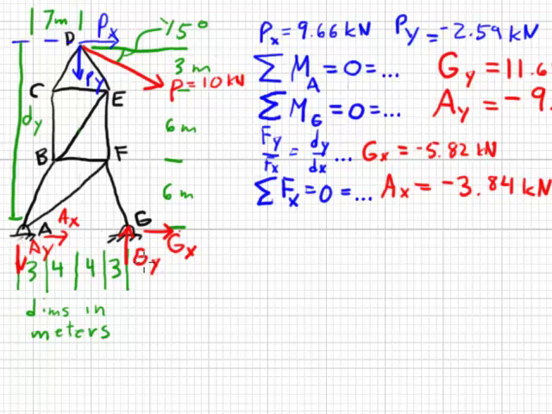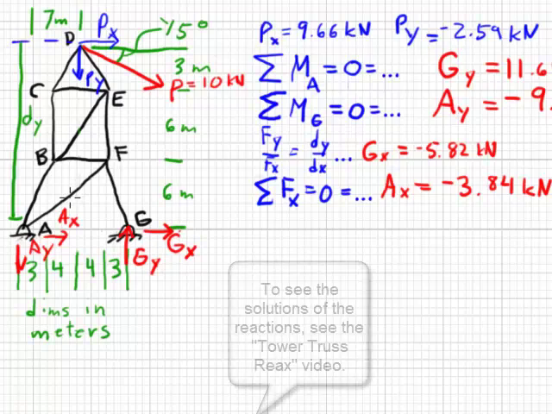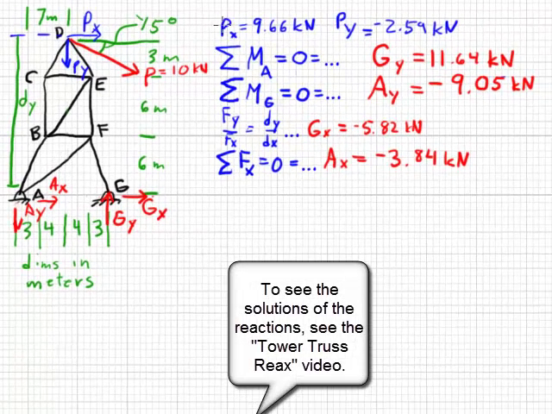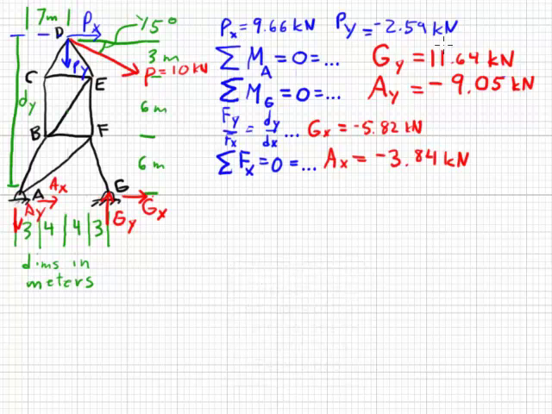These reactions at G and at A were solved in a previous problem. In summary, the components of the force P were solved for. Then we took moments about point A to find GY. We took the moments about point G to solve for AY. Using the slope relationship of a strut on this truss, we were able to solve for GX. And then finally, using the sum of forces in the X direction, we solved for A in the X direction. We also use the sum of the forces in the y direction to check our work.